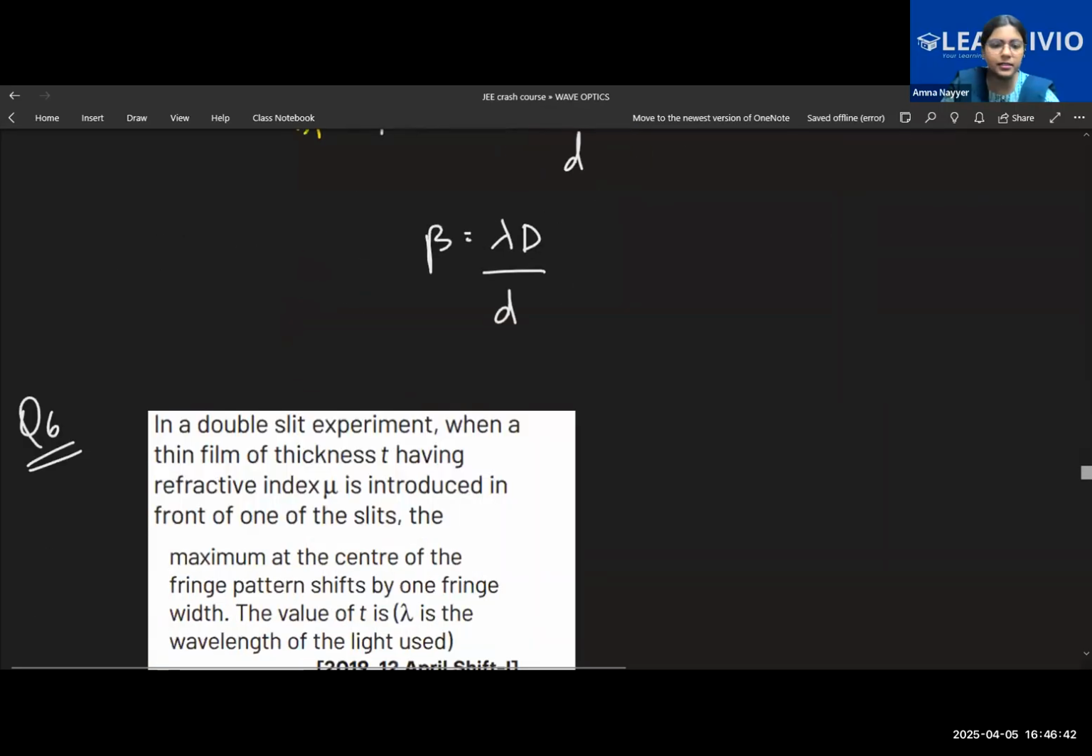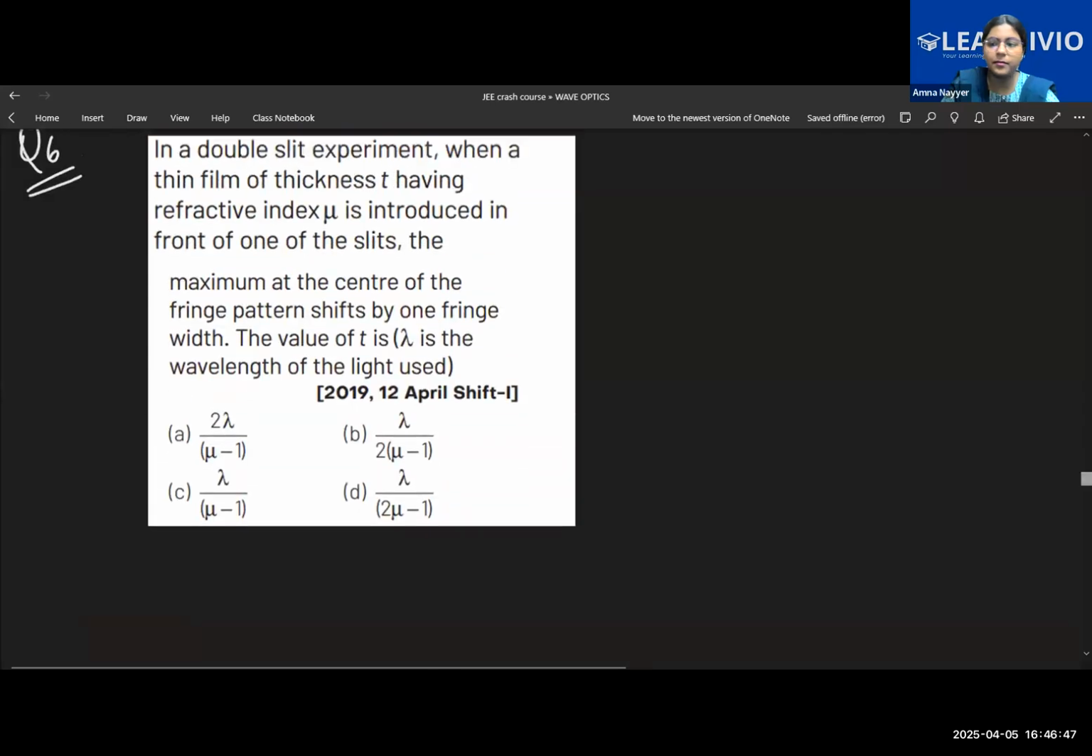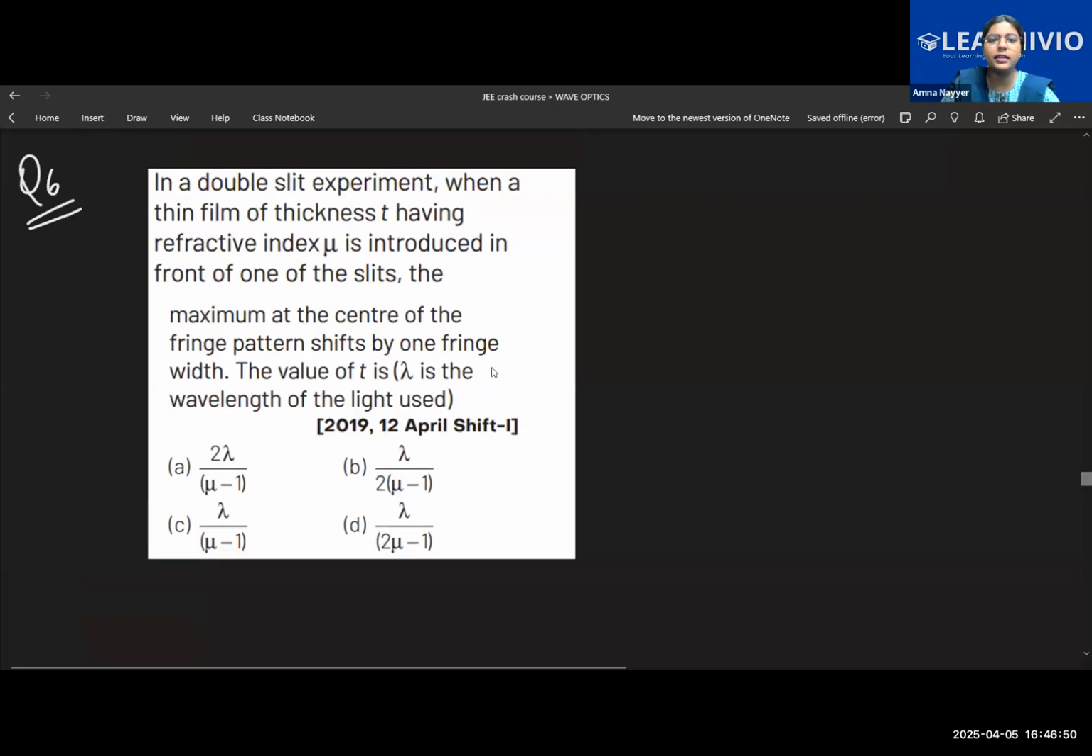Let me show you the question. Look at it. In a double slit experiment, when a thin film of thickness t having refractive index mu is introduced in one of the slits, the maximum at the center of the fringe pattern shifts by one fringe. The value of t is... lambda is the wavelength used. What is it asking us? See, this is a direct question from here only.